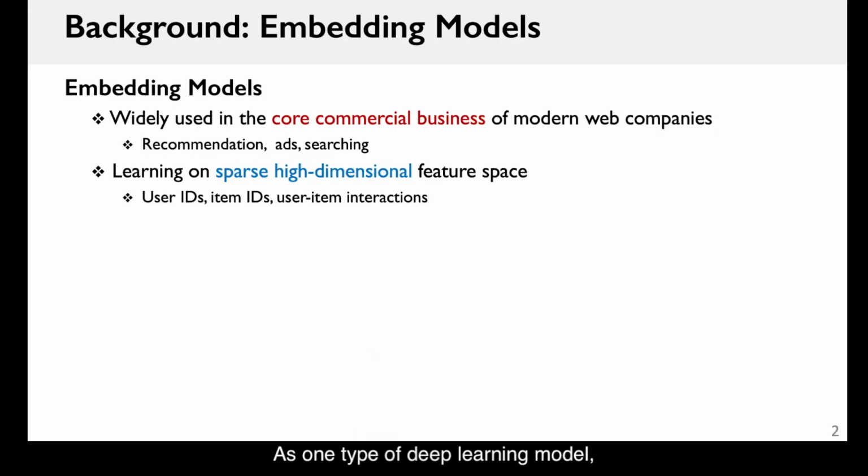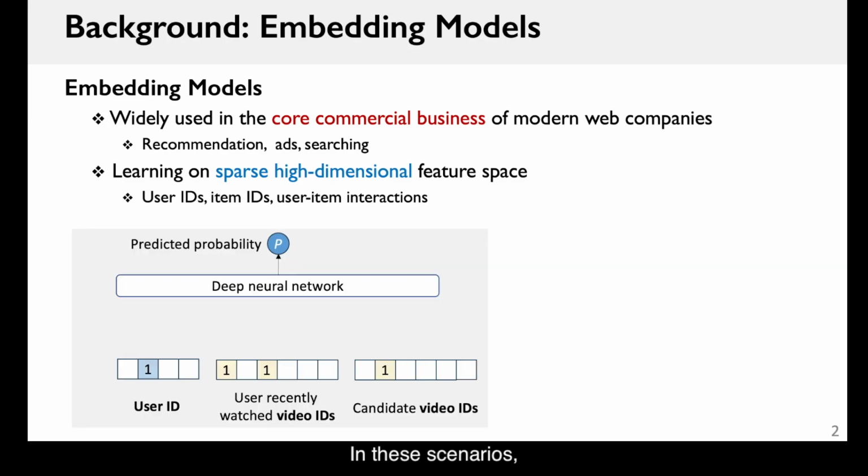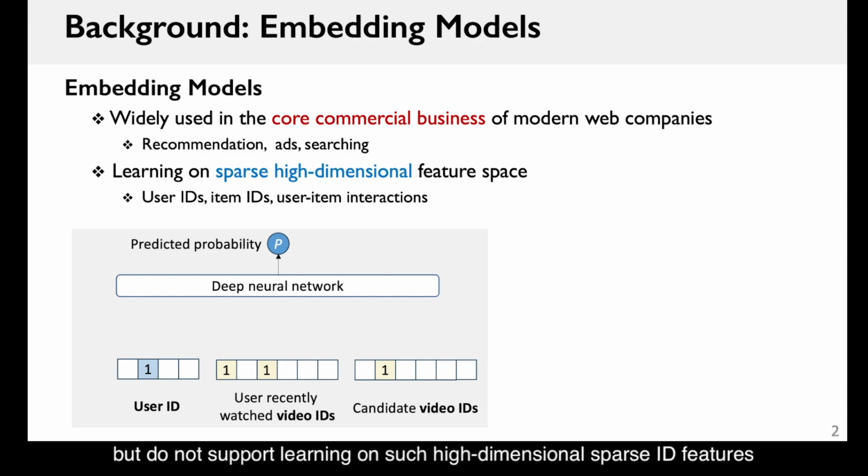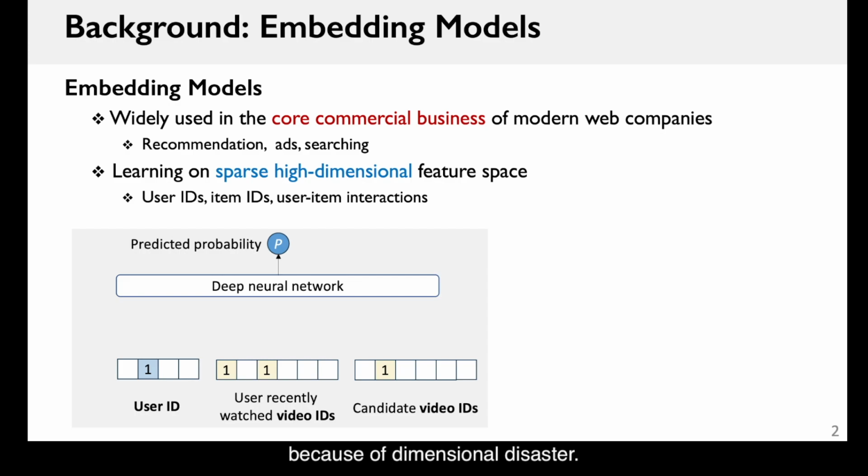As one type of deep learning model, embedding models are widely used in the core commercial business of modern web companies, including recommendation, advertisement, and searching. In these scenarios, the input features usually involve massive high-dimensional sparse features, such as user IDs, video IDs, and other ID-type features. Traditional deep learning models perform well in learning dense inputs, but do not support learning on such high-dimensional sparse feature IDs because of dimensional disaster.